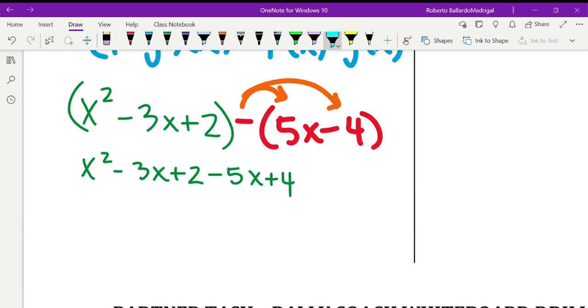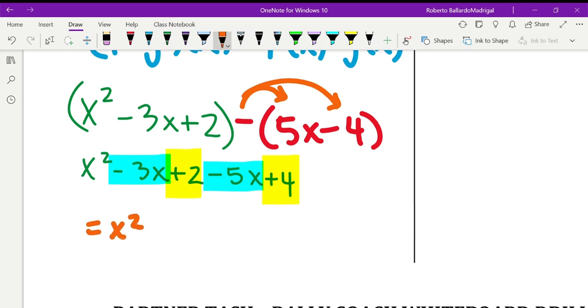We are going to combine like terms at this point. So we're going to combine negative 3x and negative 5x as well as 2 and 4. There is nothing else to combine x squared with, so that's going to stay as it is. We are going to get our final solution of x squared minus 8x plus 6.